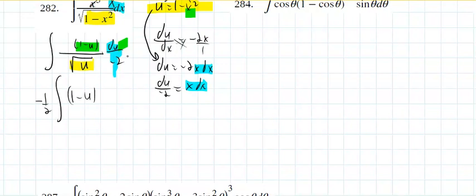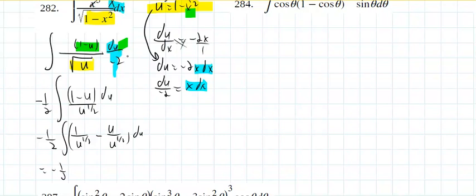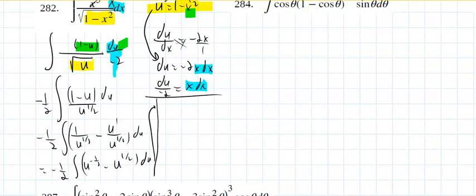That's 1 minus u du over u to the 1/2. That's negative 1/2, 1 over u to the 1/2 minus u over u to the 1/2 du. That is negative 1/2 times the integral of u to the negative 1/2, and 1 minus 1/2 is 1/2. We know this from before, algebraic manipulation. That is negative 1/2, add 1 to the power, divide by that.